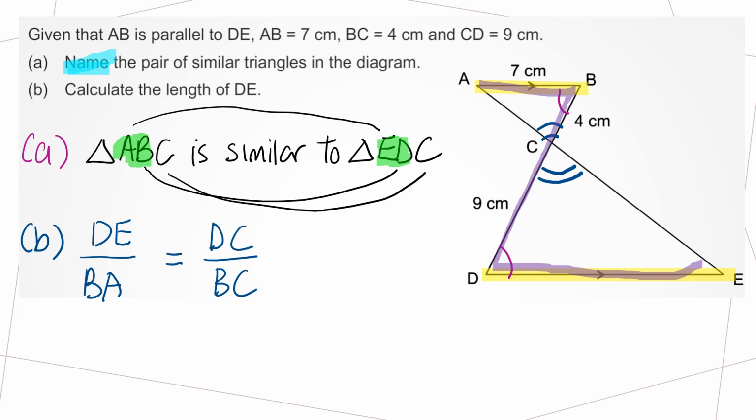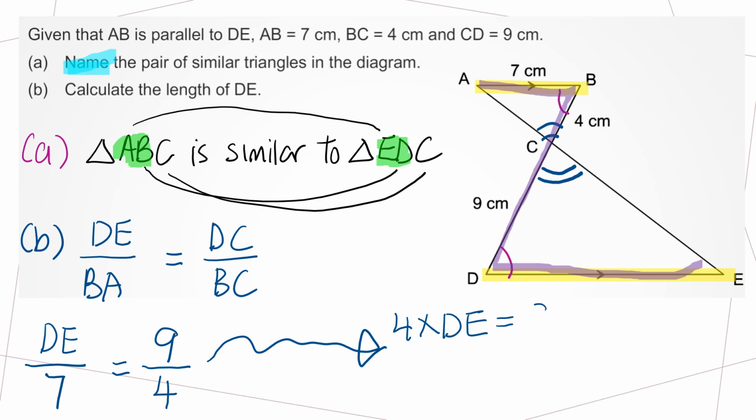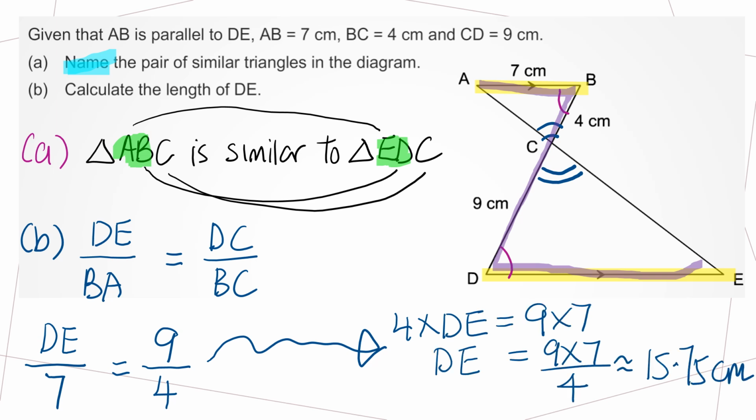Oh, we forgot something. In this question you only name the pair. All right, name the pair only. Okay, that's it. So for part B, now we know that they're similar, we can just use the ratio of the corresponding sides. So we compare DE with BA, and then DC with BC. From there you cross multiply, and you will get DE to be 15.75 centimeters.